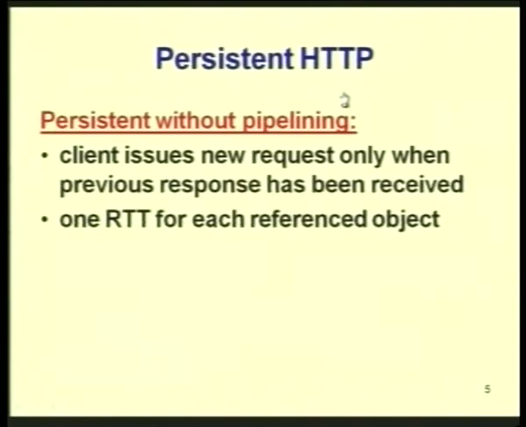In persistent HTTP, again we have two options. One is persistent without pipelining and the other is persistent with pipelining. So, let us look at what happens in persistent HTTP without pipelining. The client will issue a new request only when the previous response has been received. As I said, there is one TCP connection that is established. If we go back to our same example of 10 different objects being retrieved, first I open a TCP connection, get the base page, and I do not close the connection, I keep the connection open. Now, in the base page I have identified that there are 10 objects to be retrieved.